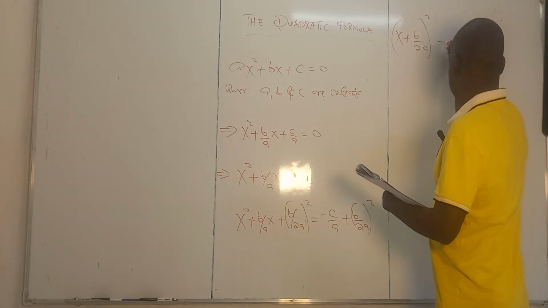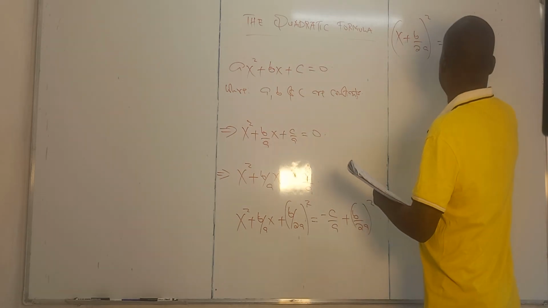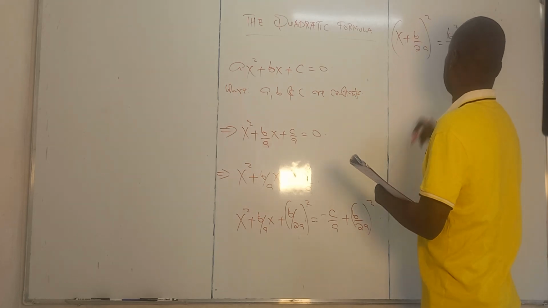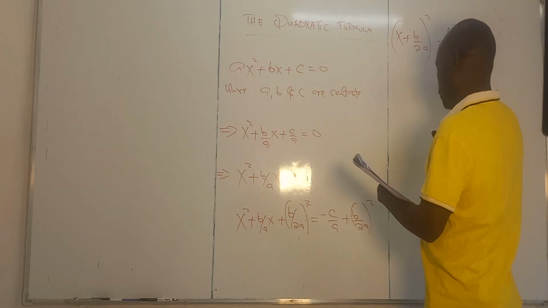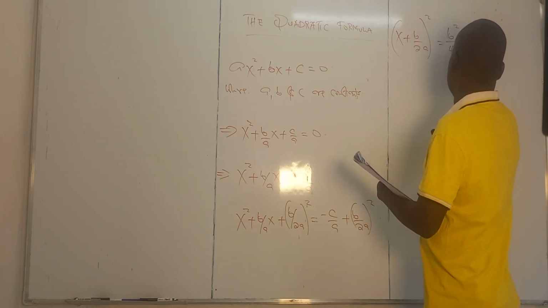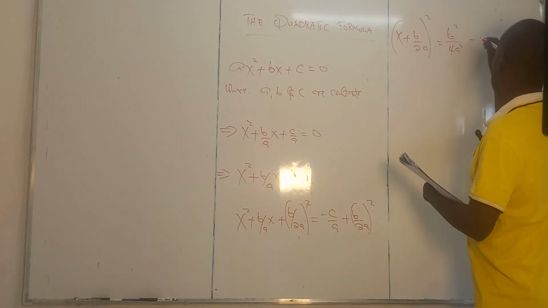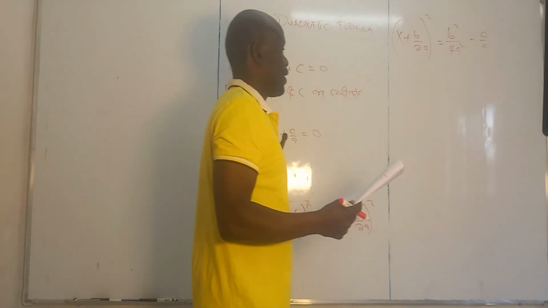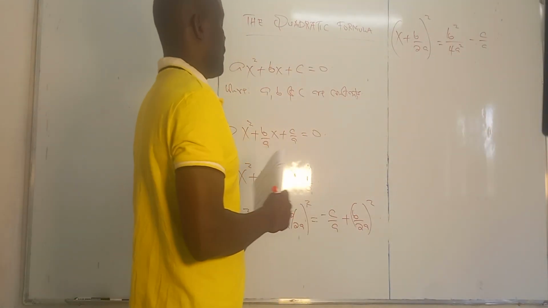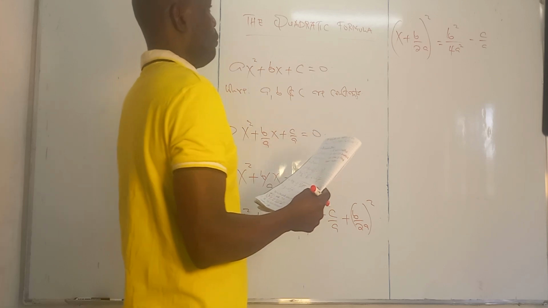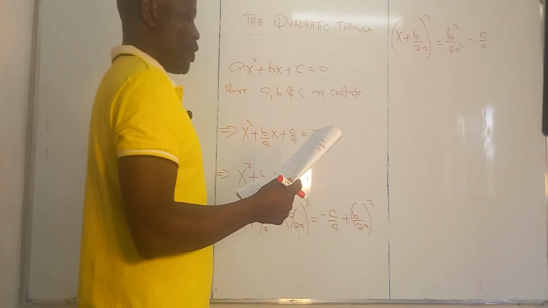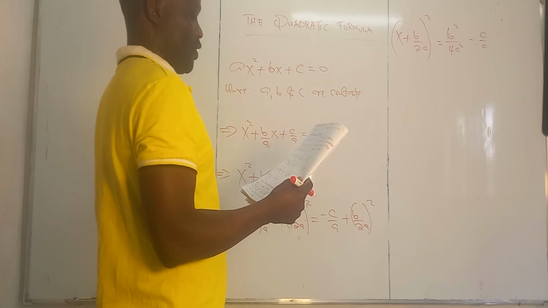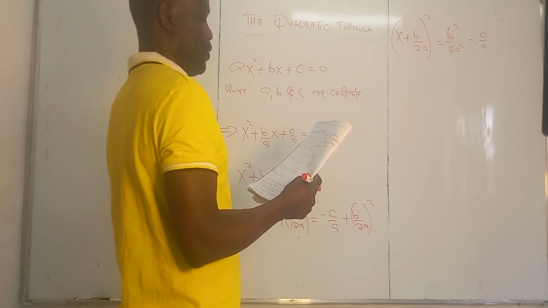So that will then give us b squared over 4a squared, minus c over a. So what we have up to there is x plus b over 2a squared is equal to b squared over 4a squared minus c over a.